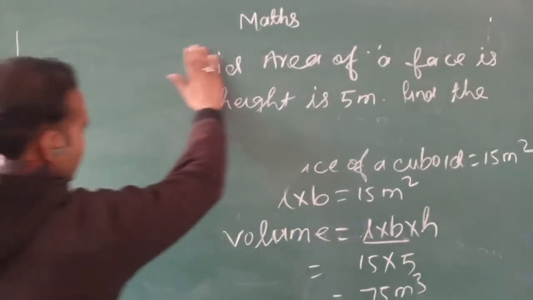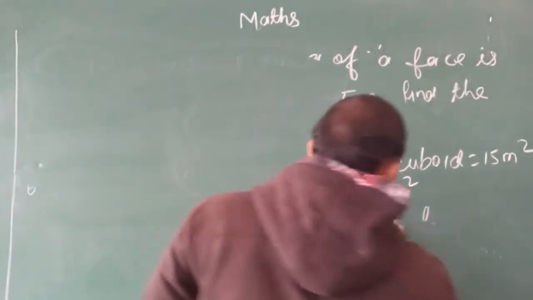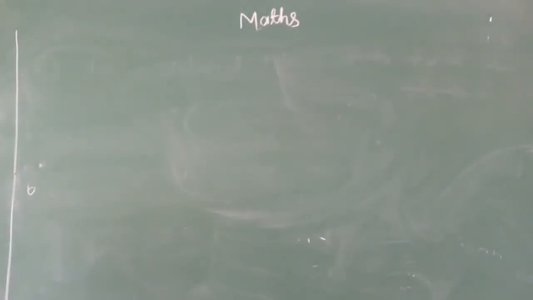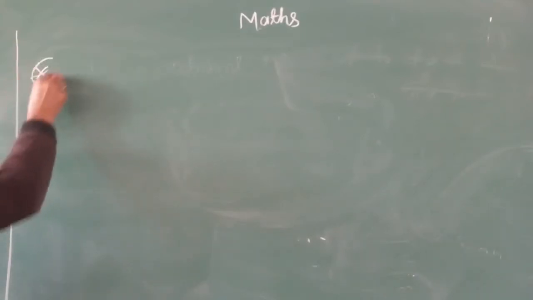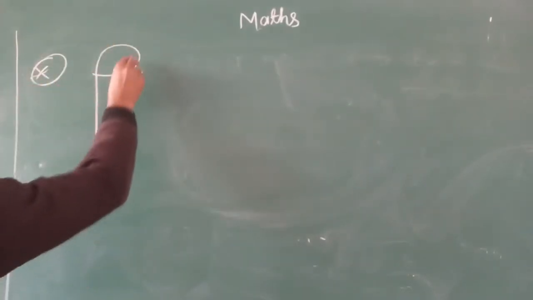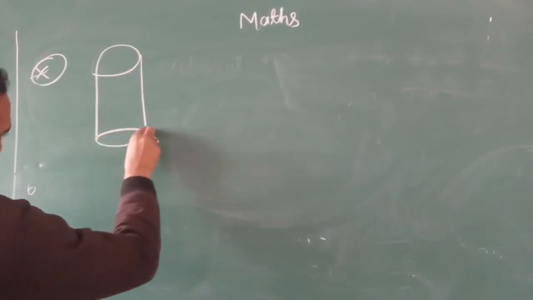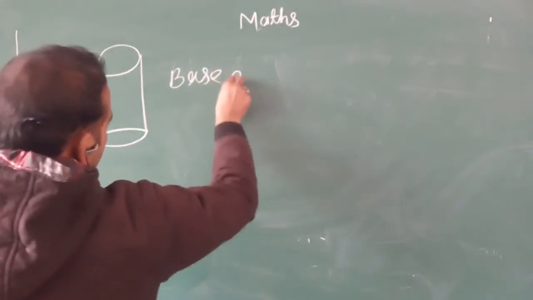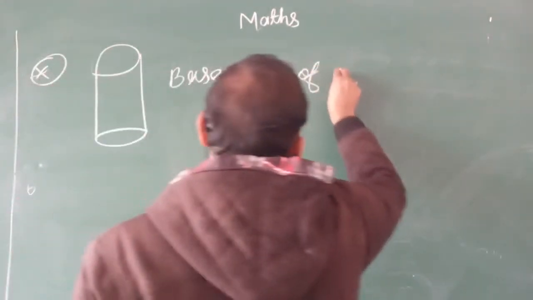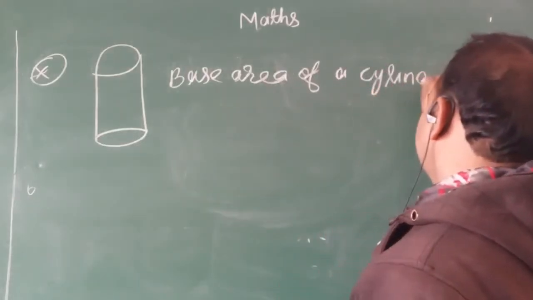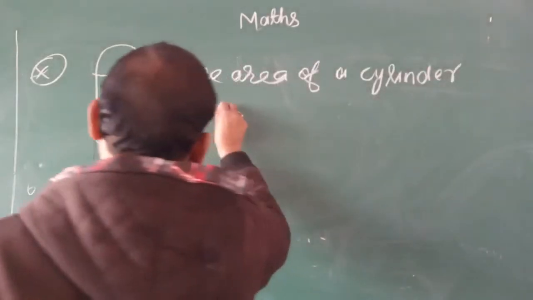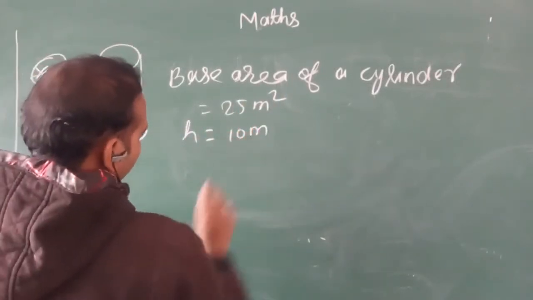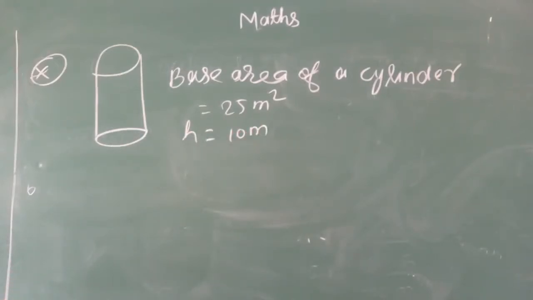Next problem, cylinder. We have a cylinder, and if it is given the base area of the cylinder is, let us say, 25 meters square and its height is 10 meters. Find its volume.